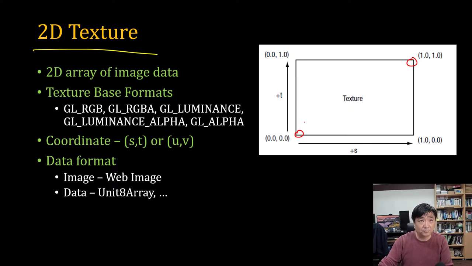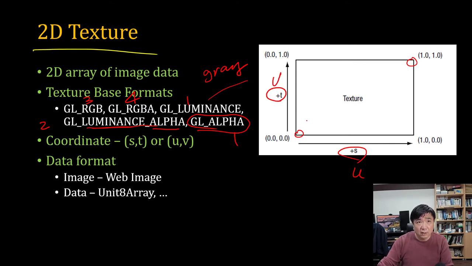This texture can have 5 kinds of data, okay? One is RGB, second is RGBA, then luminance, which means grayscale, then luminance and alpha, and alpha only, the transparency or opacity. It will be 1 byte, or it can be a floating point value. Luminance or alpha has one component, RGBA has four components, RGB has three components, of course. For the coordinates, we say the horizontal direction is the S direction or U direction, and the vertical direction is the T direction or V direction.